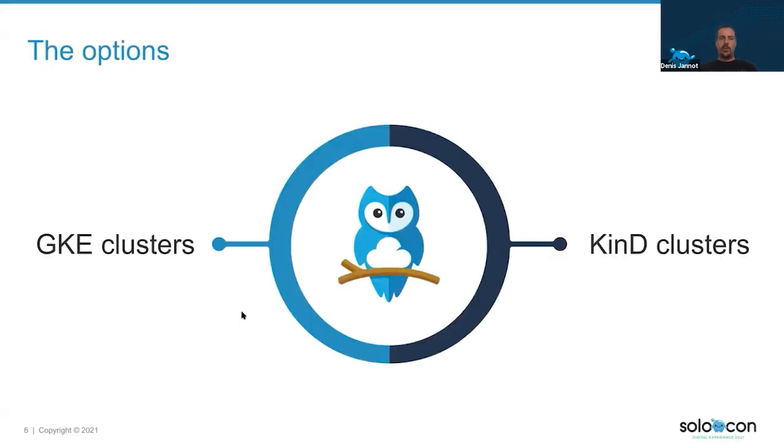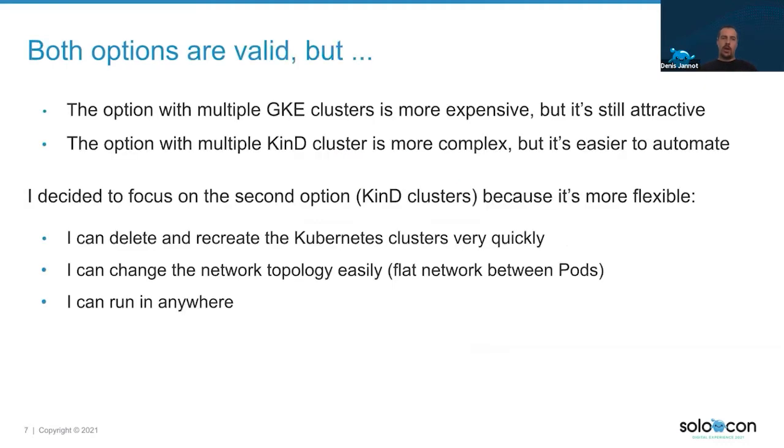And I had different options there. GKE clusters on one side, and I say GKE, but that could be EKS clusters or whatever. Clusters provided by a cloud provider, and kind clusters on the other side, which means having a large VM and deploying multiple kind clusters in this VM. Both options are valid. I started with GKE clusters, but it was more expensive, but it was still attractive. So that was not the reason why I finally decided to go with kind clusters.